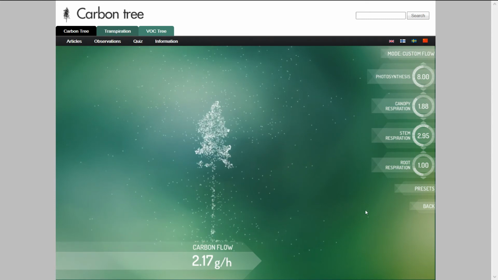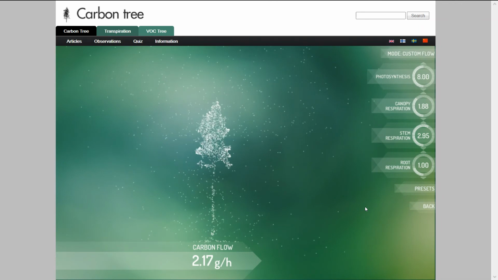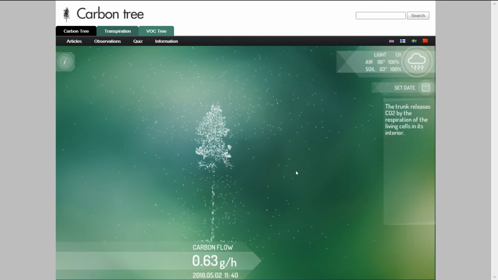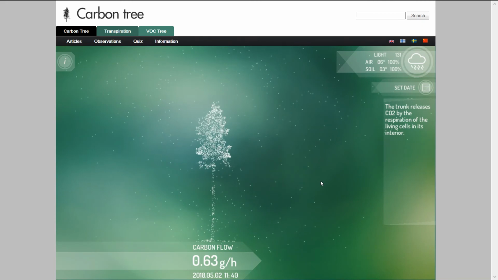When you want to move back to the real-time mode, just click the back button and the animation gets back to its default state.